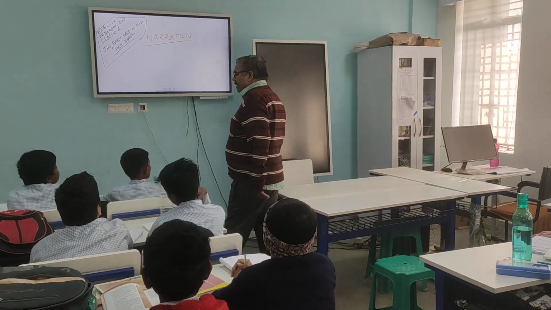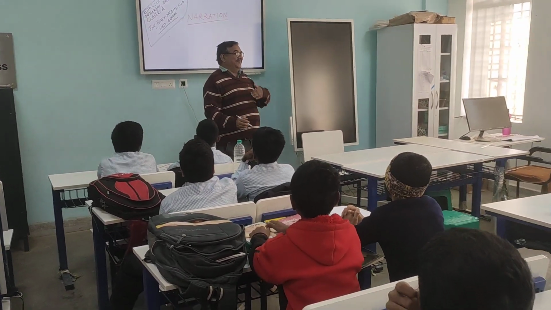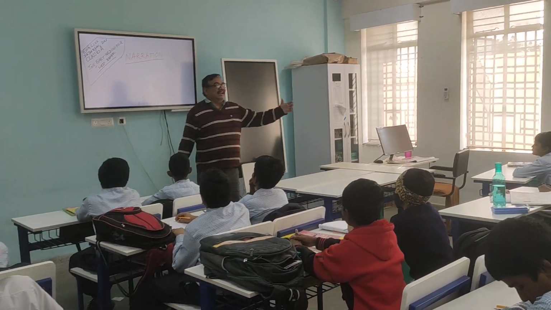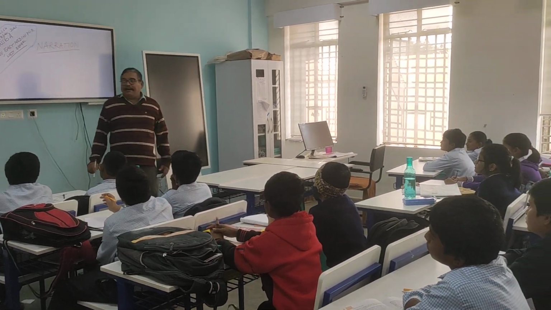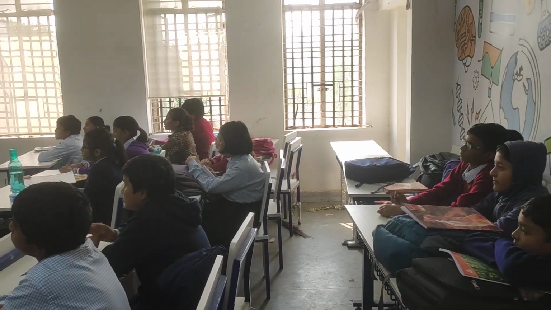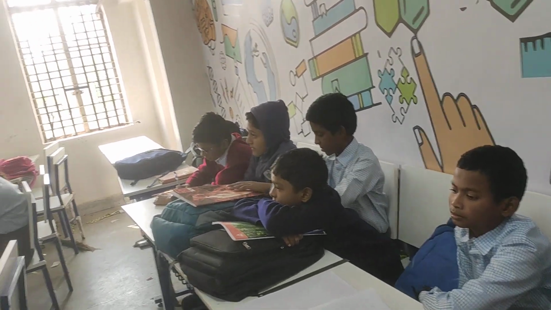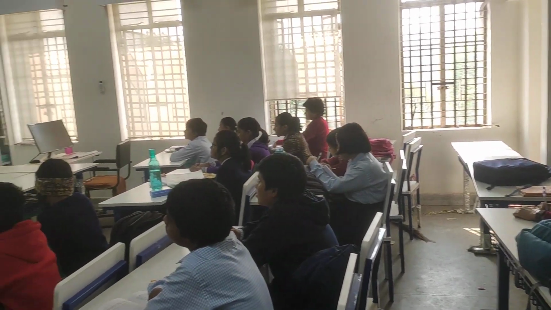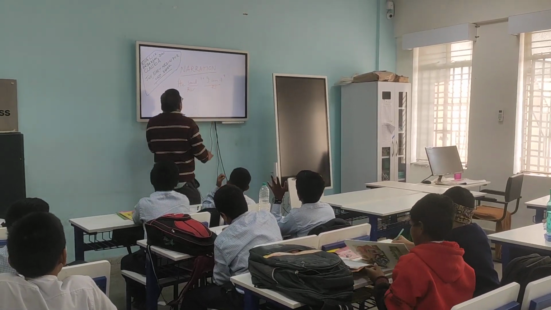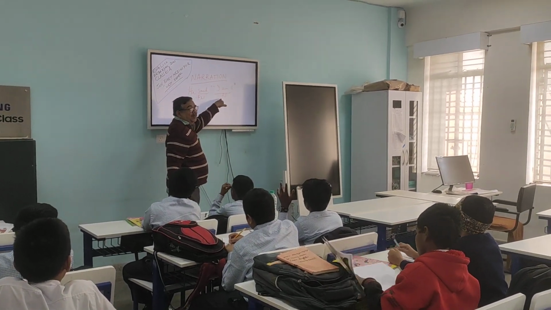Now, my dear students, today I will teach you how to change from direct speech to indirect speech and vice versa, that is, from indirect to direct. Now, if I write, he said, I am ill. This is the reporting verb, he said, and within the inverted commas, the reported speech.